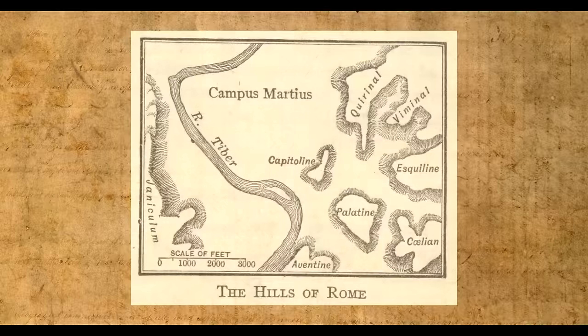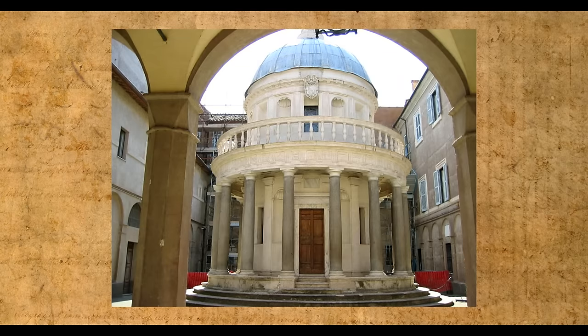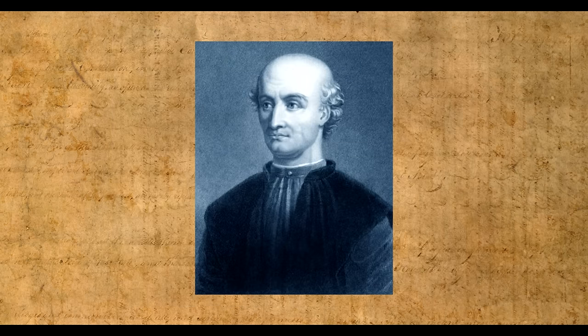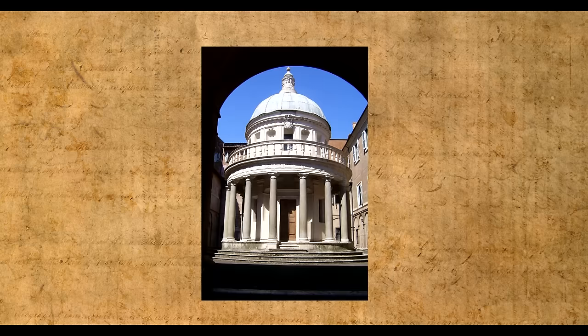On the Janiculum Hill, one of the famous seven hills of Rome, stands a small classically themed construction known as the Tempietto. Designed and constructed by the High Renaissance artist and architect Bramante, this small, compact creation clearly exemplifies the influence of classical antiquity on Renaissance architecture.